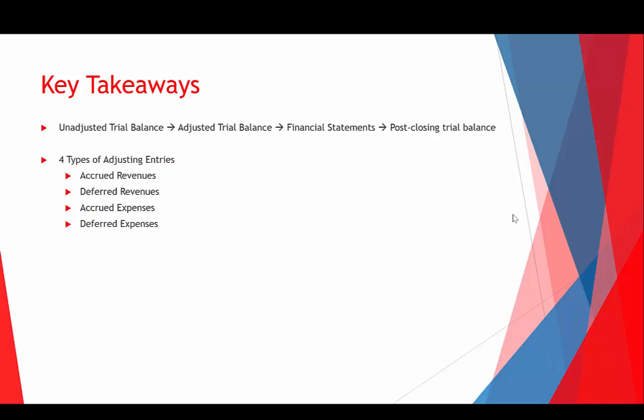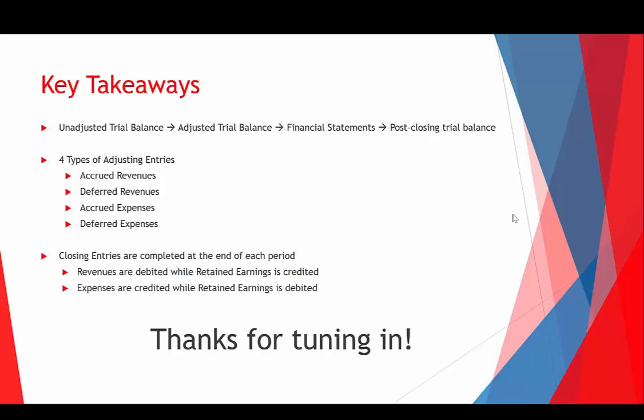The adjusting entries, we went through 4 different types. They're a little bit tricky, right? So it might take a little practice before you get used to them, but accrued revenues, deferred revenues, accrued expenses, deferred expenses, those are the 4 types. If you know how to do each one, you can figure out pretty much any adjusting entry. Yep, use the framework, apply it to any concepts there. And then finally, best for last, I think we can say, closing entries are completed at the end of each period where we're going to debit our revenues and credit our expenses with the balance going into retained earnings.